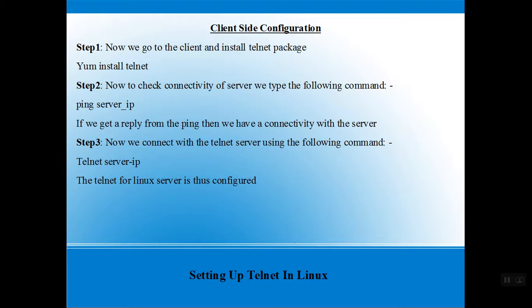Now let's see how we can configure telnet in Linux using the client-side configuration. For this, we go through the following steps. Step 1. Now we go to a client and install the telnet package using the command yum install telnet. Now to check connectivity to the server, we type the following command: ping server_IP. If we get a reply from the ping, then we can say that we have connectivity to the server. Now we connect with the telnet server using the command telnet server-IP. The telnet for Linux is just configured.